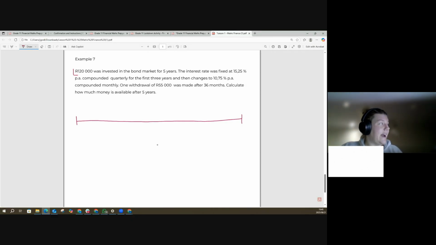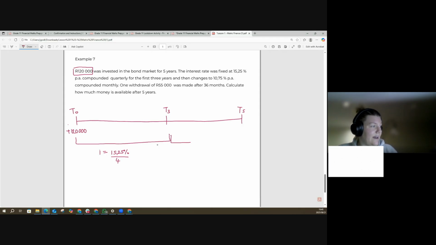So 120,000 Rand was invested in the bond market, and it was invested for 5 years. So we know our timeline is 5 years, and we know we've invested 120,000. The interest rate was fixed at 15.25% quarterly for the first 3 years. So up to times 3, our interest rate is 15.25%, and it is being compounded quarterly. Then it changes to 10.75% until the end.